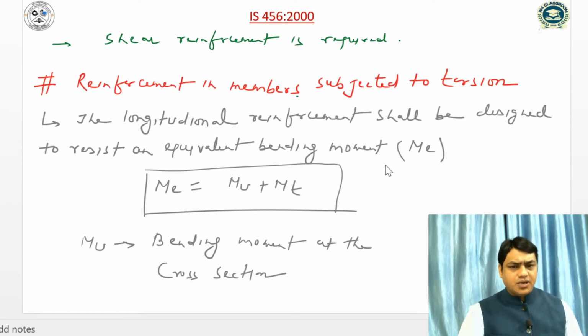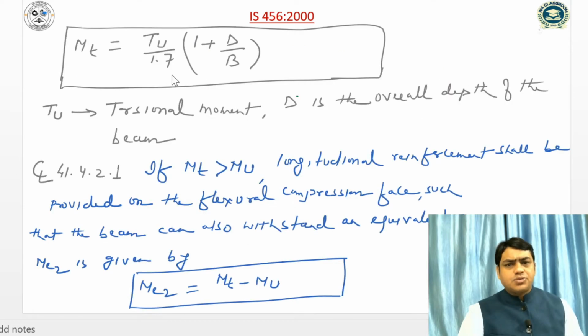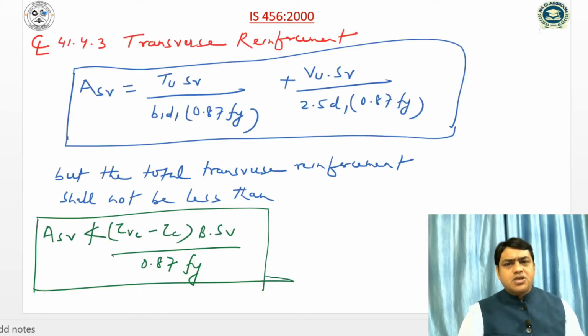The equivalent moment can be computed as the sum of the bending moment at the cross section and MT. Here the expression of MT is Tu/1.7 into (1 + D/b), where Tu is the torsional moment and D is the overall depth of the beam. The code says that if MT is greater than Mu, the longitudinal reinforcement shall be provided on the flexure compression face, such that the beam can also withstand an equivalent moment given by the difference, MT minus Mu. Here the transverse reinforcement can be computed by this expression.